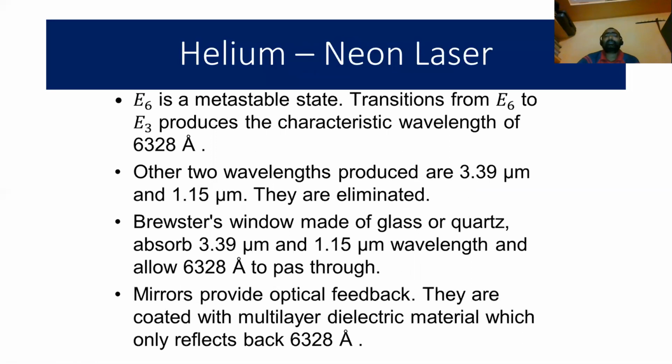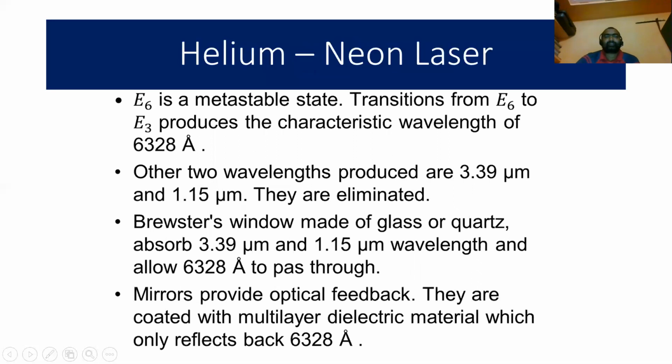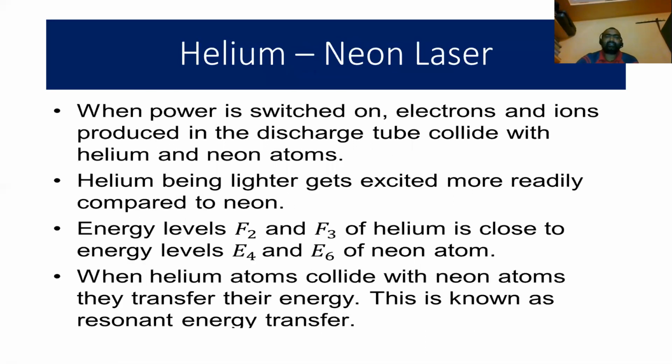The other two wavelengths produced are 3.39 micrometers and 1.15 micrometers. They are eliminated. Here you can see population inversion not only takes place between E6 and E3, it also takes place between E6 and E5, and E4 and E3. The population inversion between E6 and E5 leads to a laser light of 3.39 micrometers. The population inversion between E4 and E3 leads to a laser light of 1.15 micrometers. Of course, they are unwanted laser radiation.